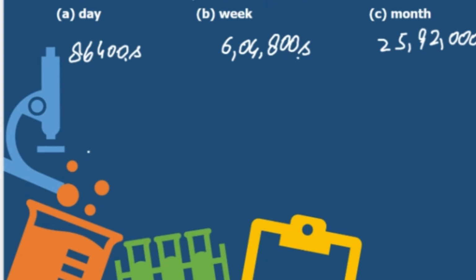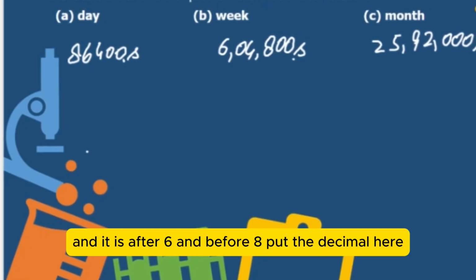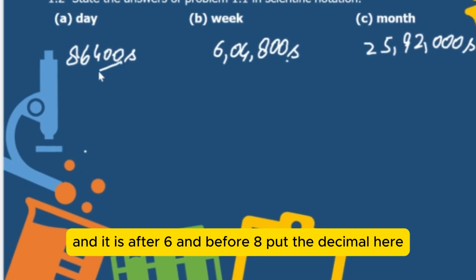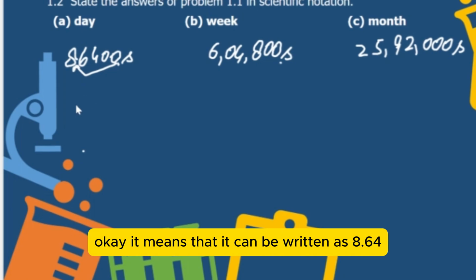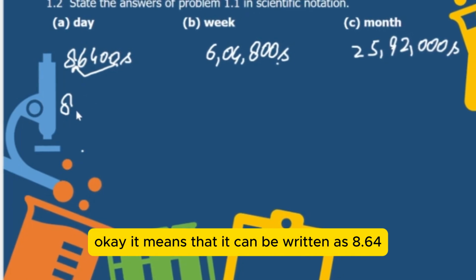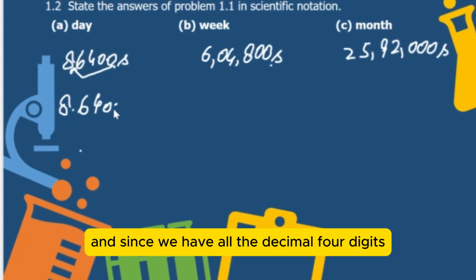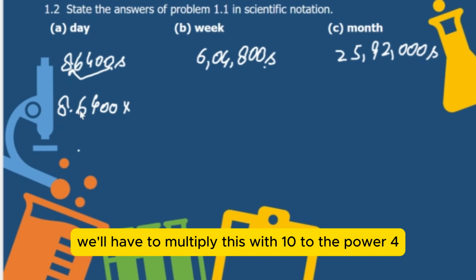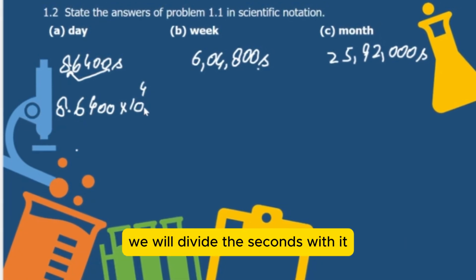It is after 6 and before 8. We put the decimal here. Okay, it means that it can be written as 8.64 and 00. And since we have moved the decimal 4 digits towards left, we will have to multiply this with 10 to the power 4. And since the units are second, we will write the seconds with it.